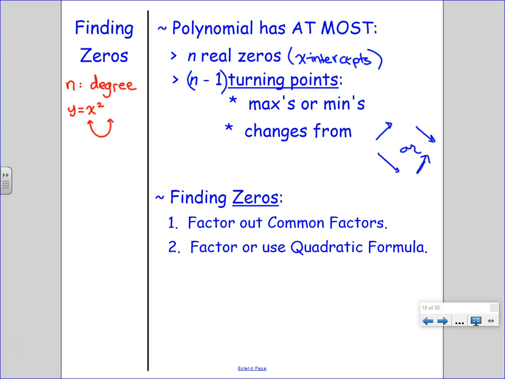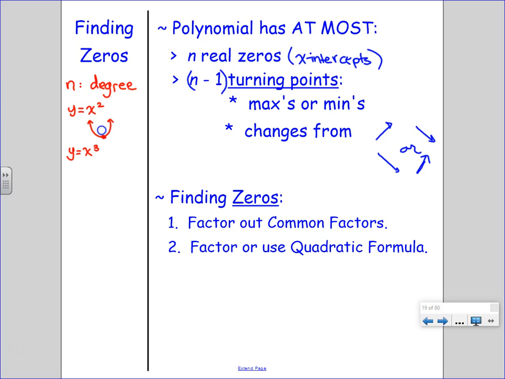What do I mean by turning points? Remember how we read the graphs left to right? What's it doing? Decreasing and then increasing. It turns. It changes from decreasing to increasing. It has one turning point. Does that make sense from what we just wrote? A quadratic has n take away 1 turning points. At most.